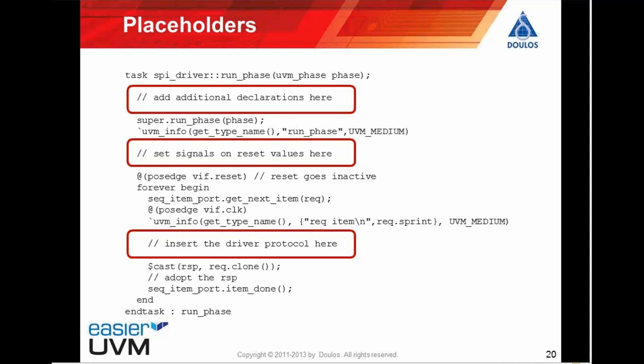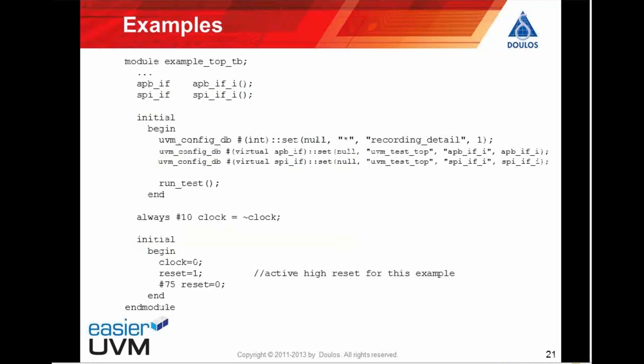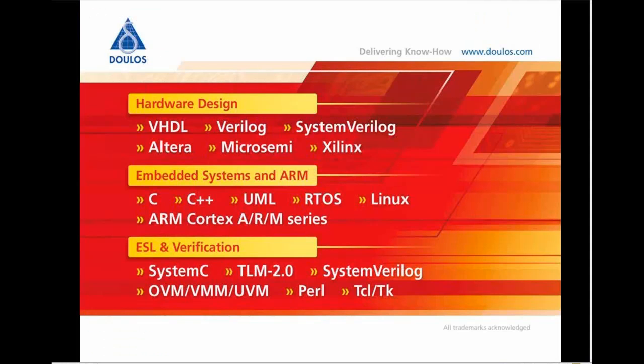impression. Then we have placeholders indicating where you should add your user-dependent or application-specific code, as shown here. And finally, we have certain code examples inside that you will override for your individual application. This is now our top-level module, passing here the virtual interfaces to the configuration DB, and here starting the clock generator.